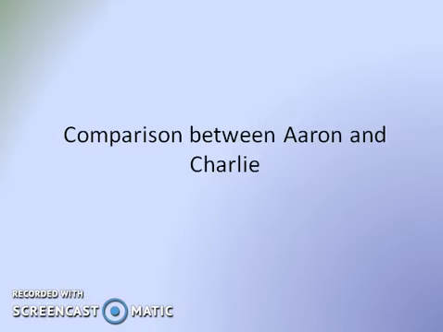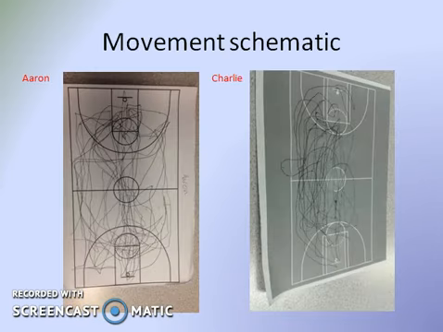Now I'm going to compare the difference between Aaron, an experienced basketball player, and Charlie, a non-experienced basketball player. Here's a movement schematic to show the two players' movement. It shows how each of the players moves around the court and uses the space of the court.